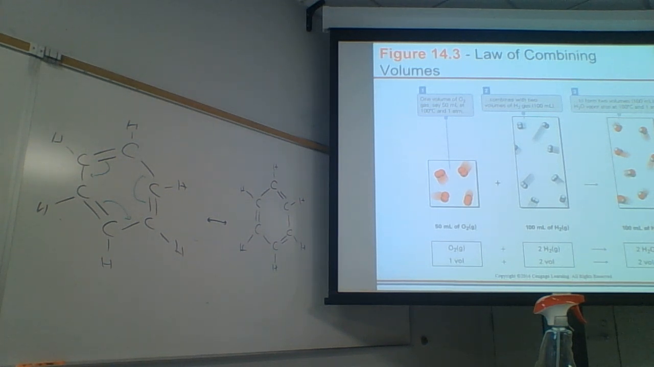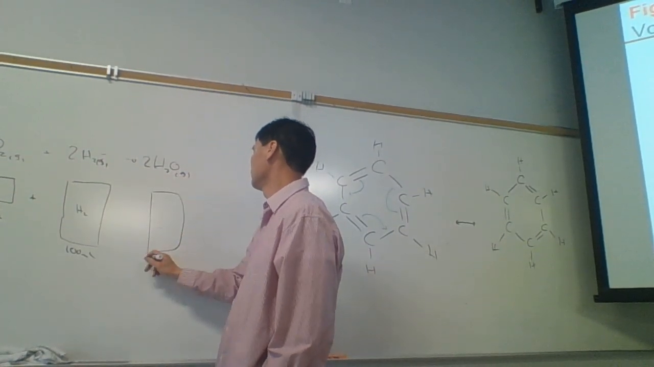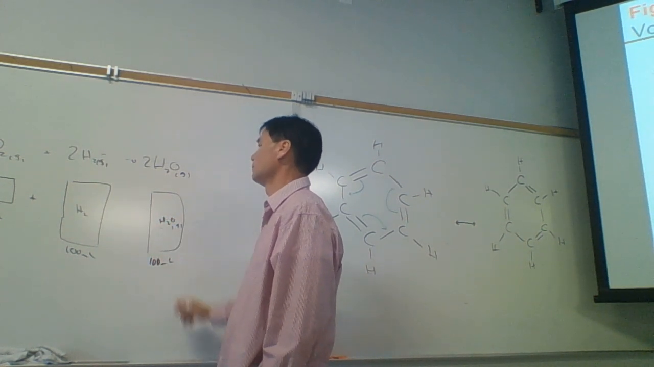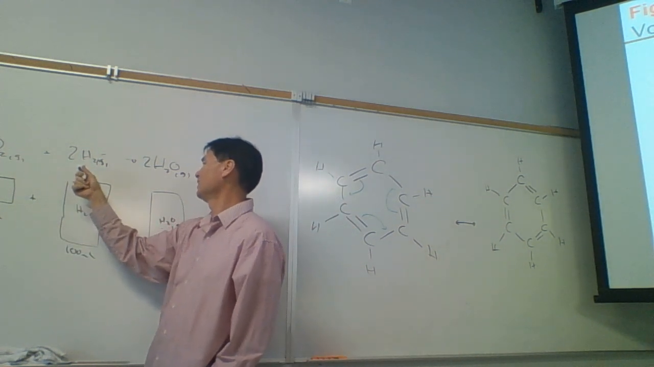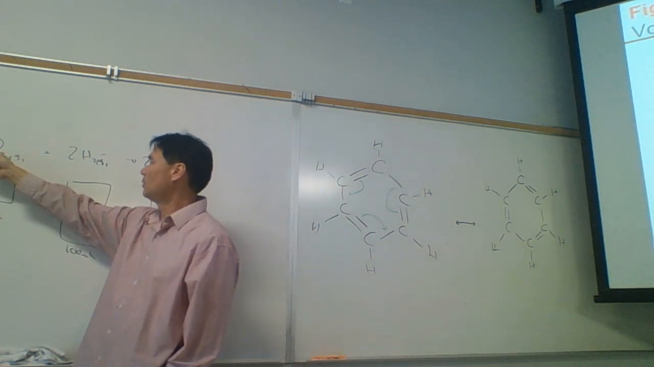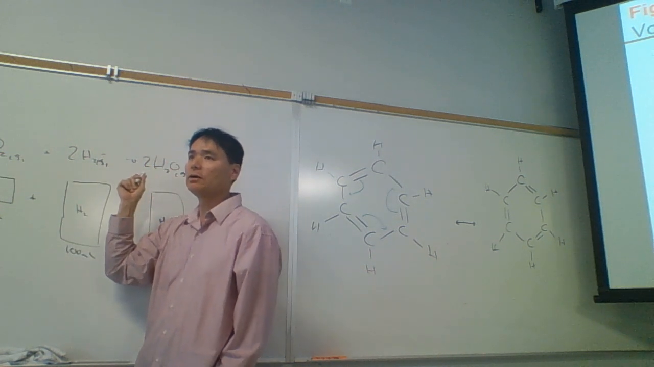In this case, we'll put some numbers in. If I have 50 milliliters of oxygen, I'll need 100 milliliters of hydrogen because I need twice as much hydrogen as I do oxygen. In this case, I'm going to form 100 milliliters of H2O gas. So the volumes are 50, 100, 100. In fact, this is called the mole ratio. It's a 1 to 2 to 2 mole ratio. But this could also be called the volume ratio.